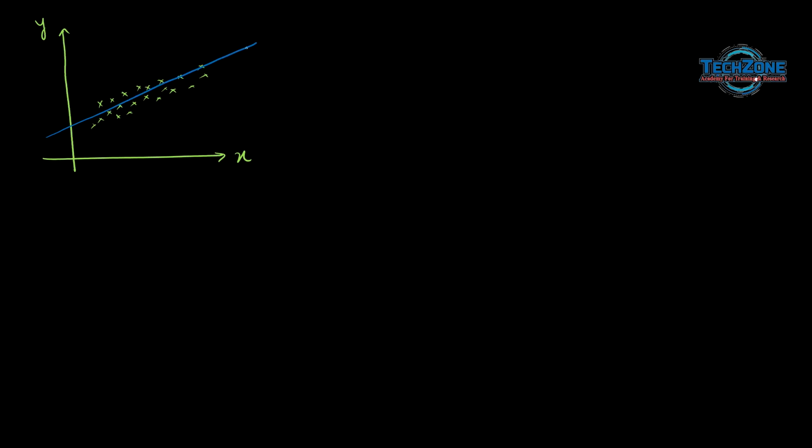Our linear regression model will draw a best fit line that tries to pass through all these points, but of course a straight line cannot pass through all these points, isn't it? So linear regression will draw a line such that the error is minimum. Now what do we mean by error here?